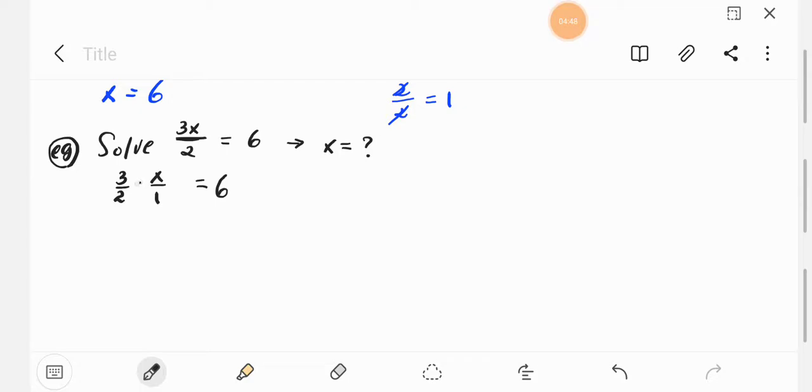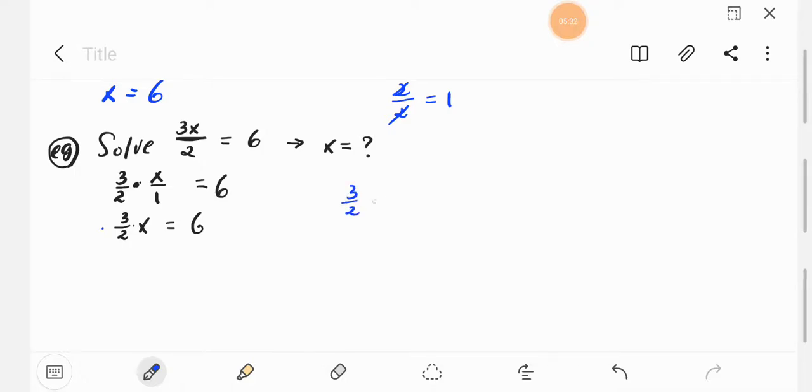The product of fractions is what? Multiply the numerators over multiply the denominators. So we can rewrite it like this: 3x over 2 is equivalent to 3 over 2 times x. From here, in order to make x and get rid of 3 over 2, we can multiply by the reciprocal.